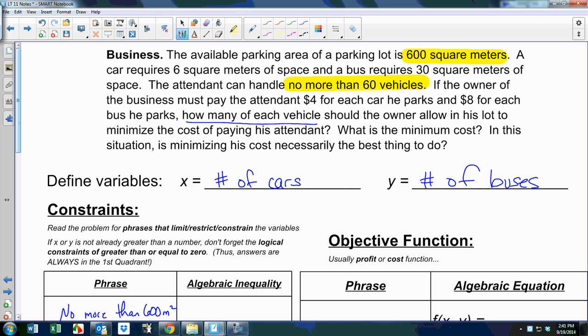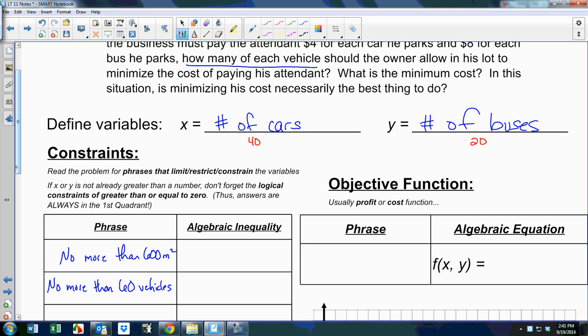There's no other phrases, even though in class some read the 6 square meters and the 30 square meters and thought that was a phrase that limited, but it's not a phrase that limits, it's a phrase of fact, and we'll see that in just a second. I'm going to use the concrete example 40 cars and 20 buses and see what I would do with the 40 and the 20 to see if those cars and buses can fit in our 600 square meters.